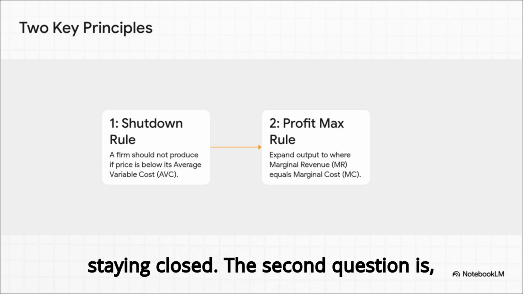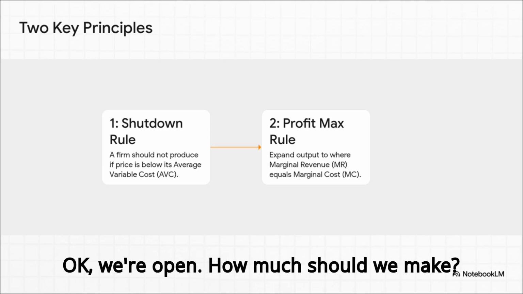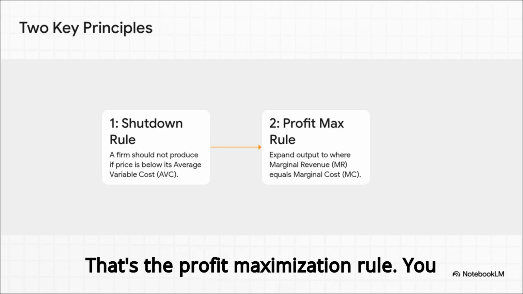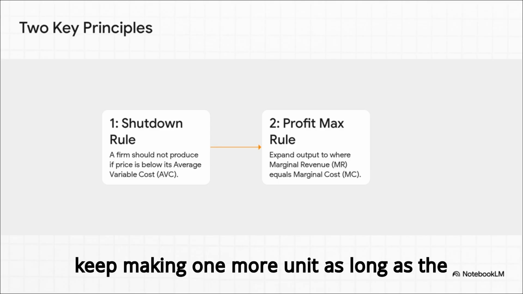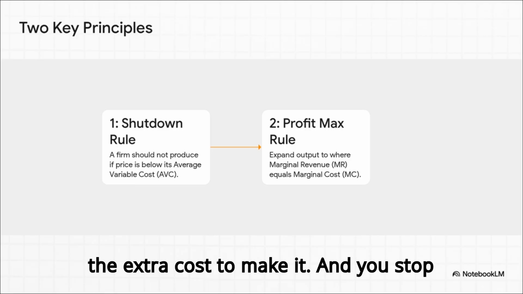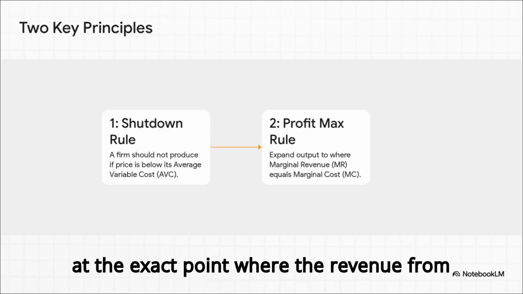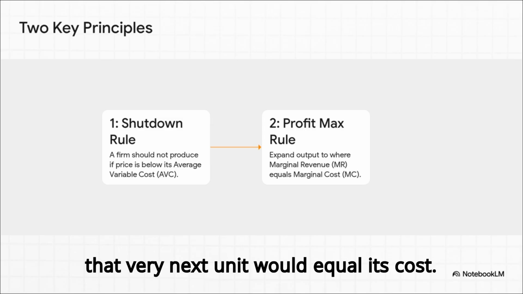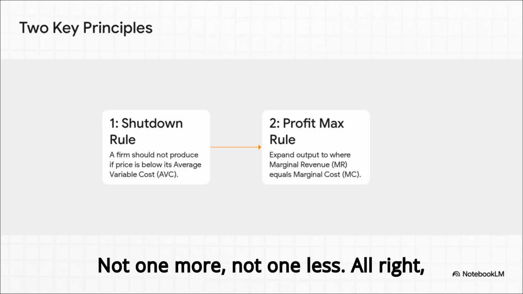The second question is, okay, we're open. How much should we make? That's the profit maximization rule. You keep making one more unit, as long as the extra money you get from it is more than the extra cost to make it. And you stop at the exact point where the revenue from that very next unit would equal its cost. Not one more, not one less.